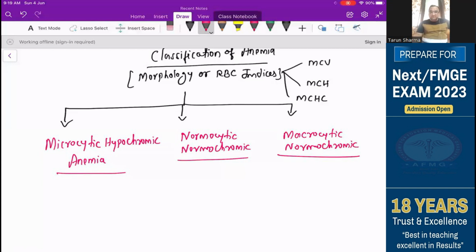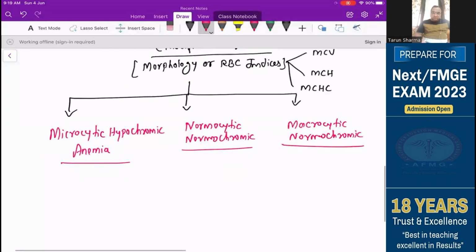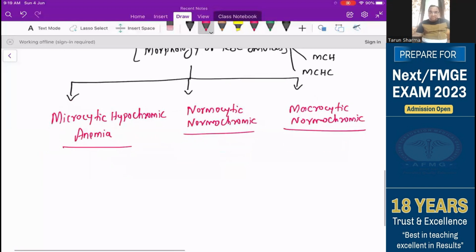The basic words are normochromia or hypochromia. So what these words say is, microcytic means small size RBCs. Whenever you talk about normocytic, that means there are normal size RBCs. And what is macrocytic? Macrocytic means when the size of RBC is increased, when there are larger RBCs, that is called macrocytes or macrocytic. Okay, what is chromia? Chromia means the color of RBC.